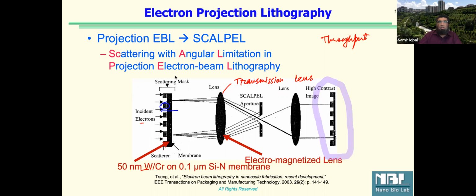This is the wafer, this is the mask, and electrons are coming from this side, right? So they have made 50 nanometer features on silicon nanomembrane. Here, this is the silicon nitride membrane, right? So the example of electron beam, but using a mask instead of writing directly.